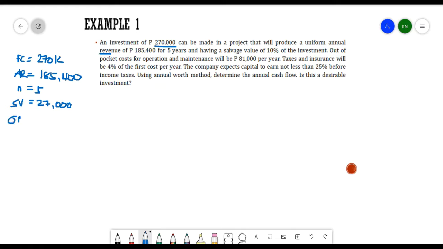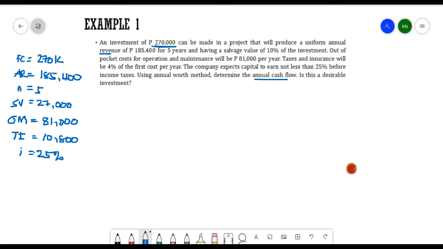So we have OM. This is still the same example as what we used in the previous video, so I hope you have already watched that. We also have the taxes and insurance, TI, that is equivalent to 4% of the first cost per year. So 4% of 270K is 10,800 pesos. The company expects capital to earn not less than 25%, so I is 25%. Using the annual worth method, determine the annual cash flow. Is this a desirable investment?